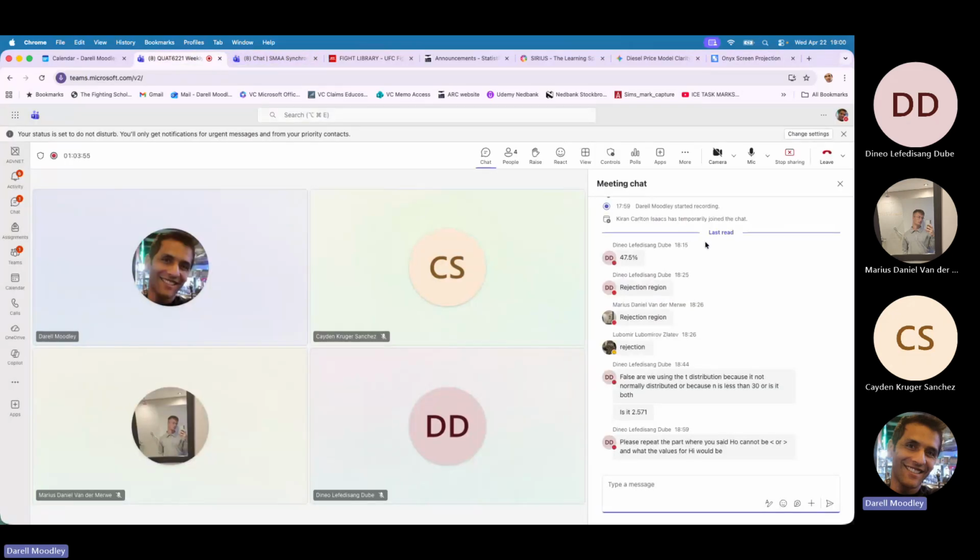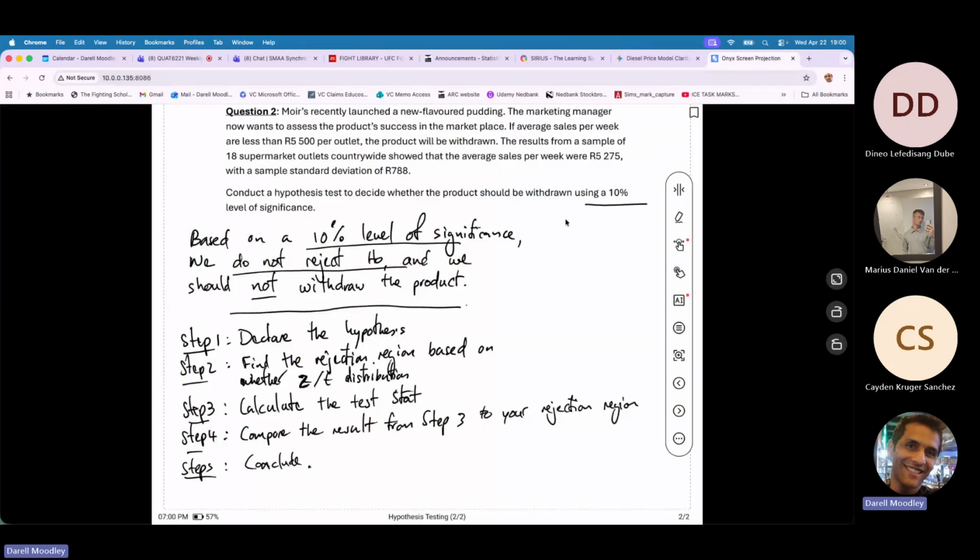Please repeat the part where you said H0 cannot be. Okay. H0, just remember this, H0 can only take these three values. It can take the equals to, the less than equals to, or the greater than equal to. So it's always with the equals to. Just think of it that way. H0 will always take one of these three, so it's always the inclusive value.